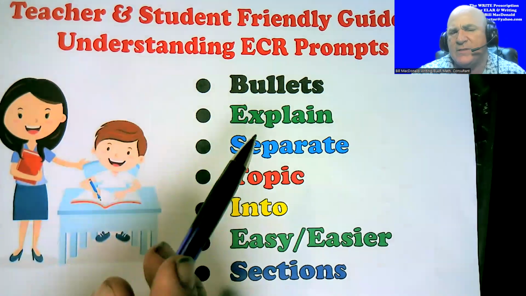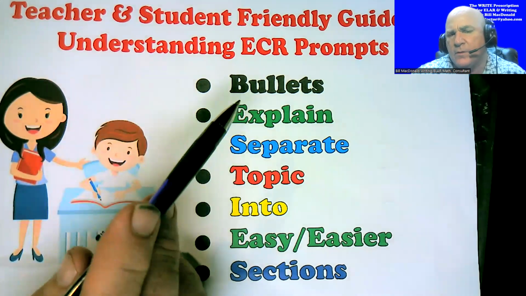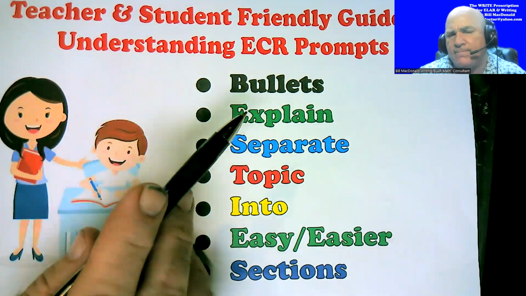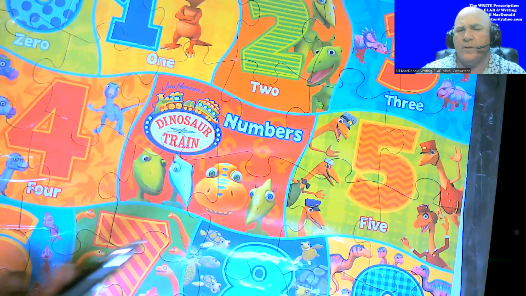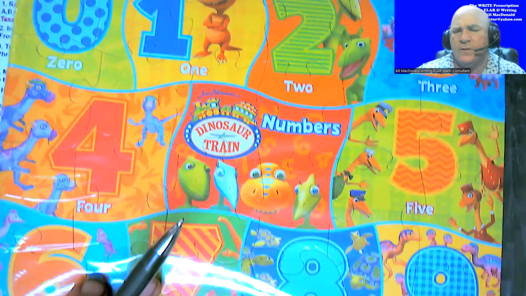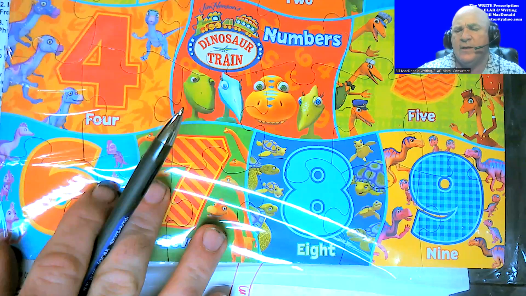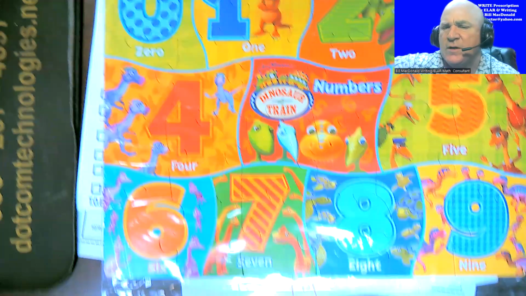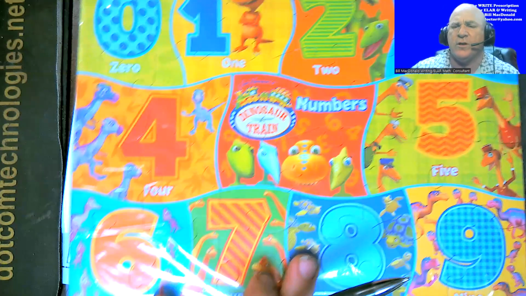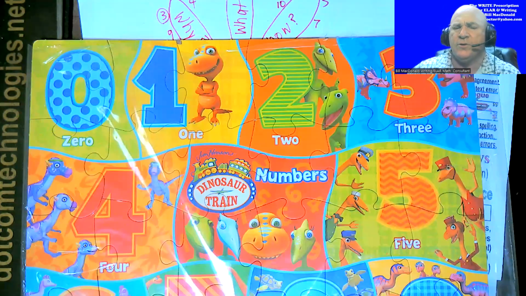So it says bullets. There'll be 9 of them. Okay. So if you look at my little number puzzle, there's 9 pieces. Even though there's 25 words, sometimes there's going to be a lot of words on a prompt, but there's 9 bullets. Okay.